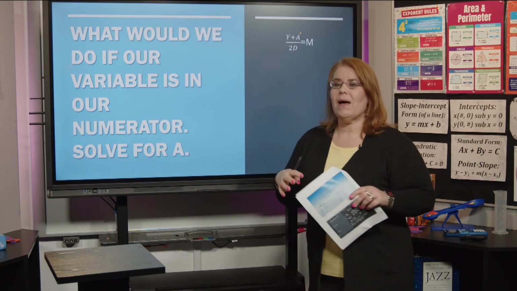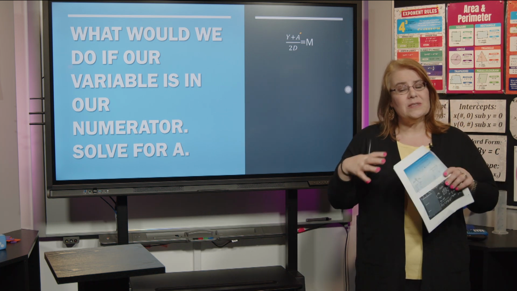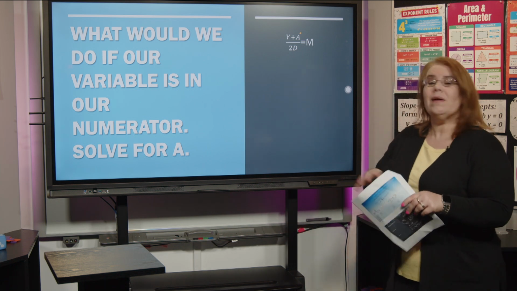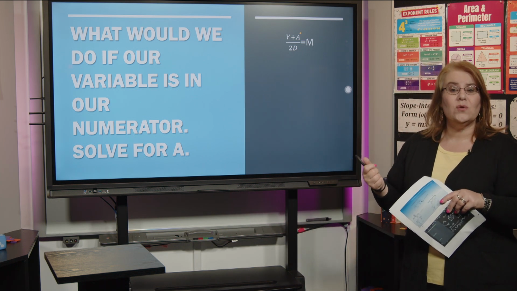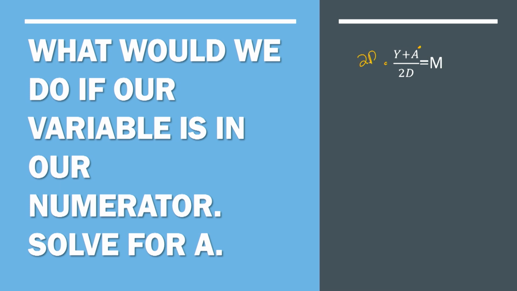Now I've got to get my denominator out of the way. So when I have the denominator, what is my denominator doing? It's being divided. So for me to move it, I'm going to have to multiply it. You're right. So I'm going to multiply it here. Those two will cancel out. And I'm also going to multiply it here. So I have y plus a equals what? 2dm.